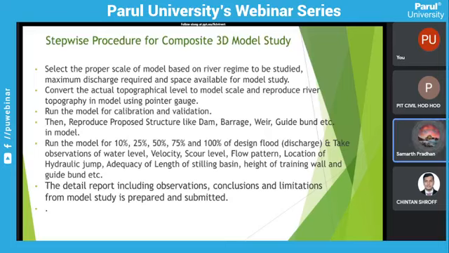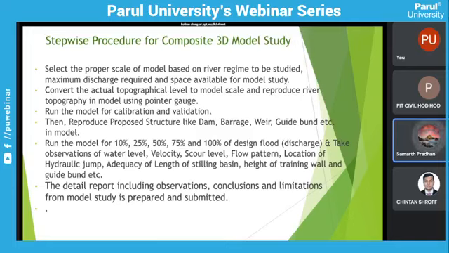Then the next step is to reproduce the proposed structure like dam, barrage, weir, guide bund, etc. Whatever drawings they have given, on that basis, on our scale, we start the construction of this structure. Once the structure is ready, our next step is to run the model at various discharges. I have already explained this; we run the model and take the observations.